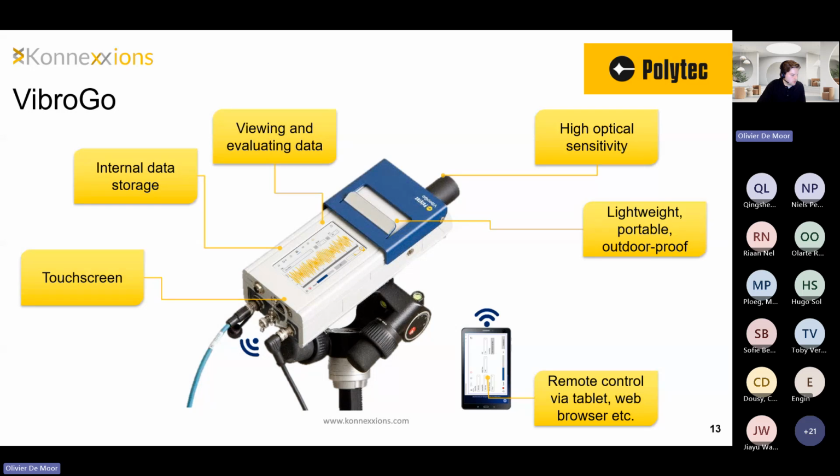So the VibroGo has a touchscreen where you can configure all the settings, but you can also view the live data, and it's even possible to record the data on the system now. So we can record the data and look at it on the system, or you can upload it to your computer afterwards and view your measurement data this way. It's a lightweight system, it's outdoor-proof, and it's also possible to connect wirelessly with your laptop or with a tablet.